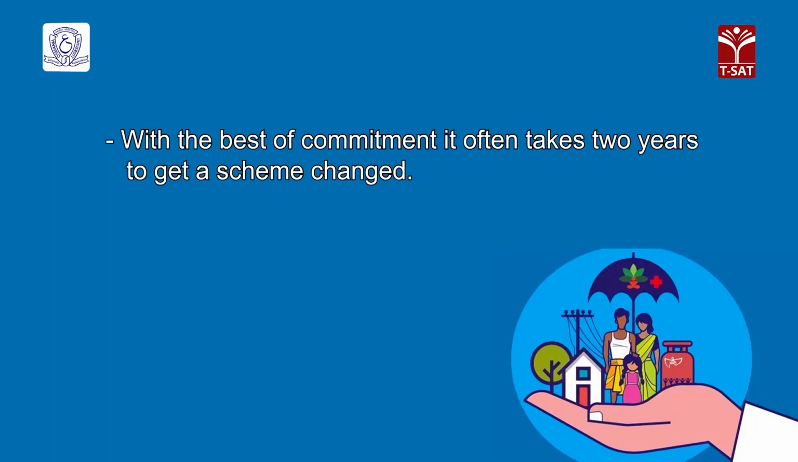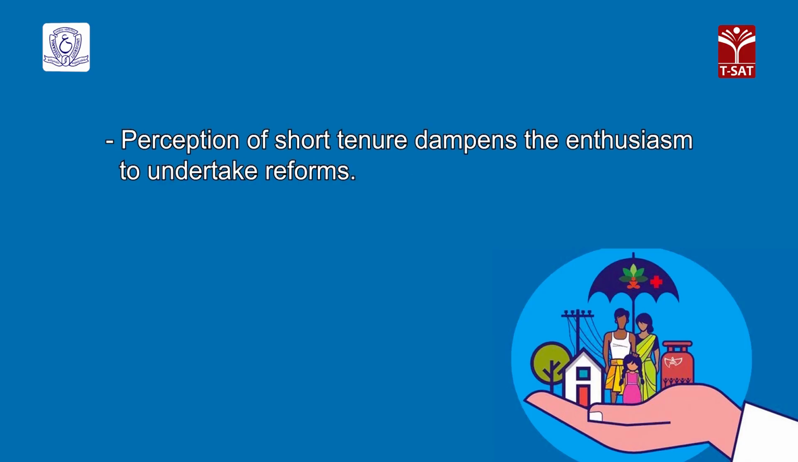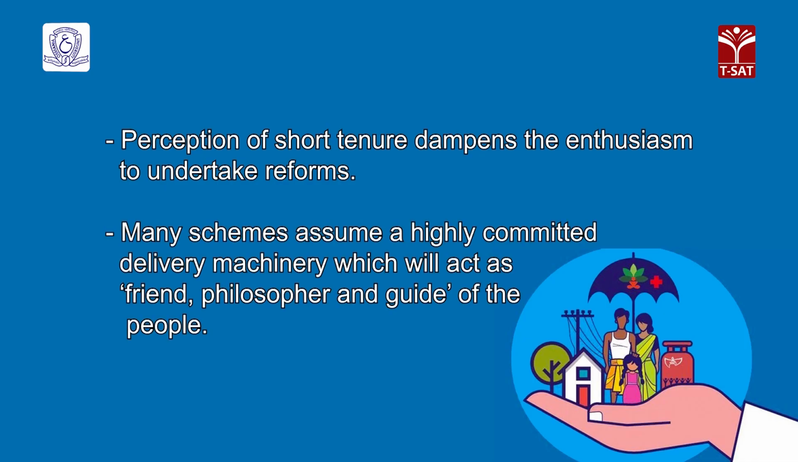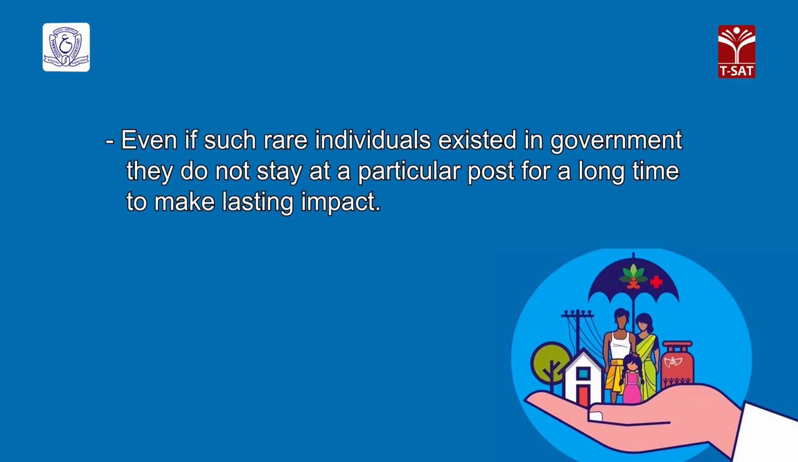Routine has taken over the functioning of government at all levels. Little time is left for officers to initiate reforms or change schemes. With the best of commitment, it often takes 2 years to get a scheme changed. In the meantime, the officer gets transferred, and efforts come to naught. Perception of short tenure dampens enthusiasm to undertake reforms. Many schemes assume a highly committed delivery machinery which will act as a friend, philosopher and guide of the people. Even if such rare individuals exist in government, they do not stay at a particular post for a long time to make a lasting impact. The incentive structure is also very weak.